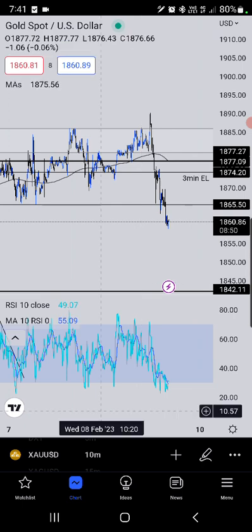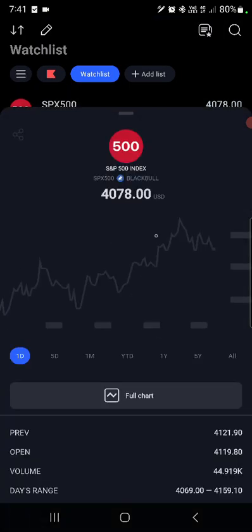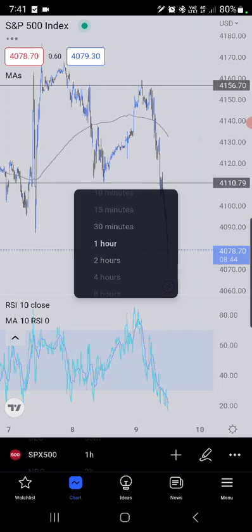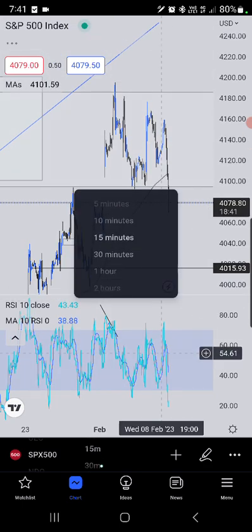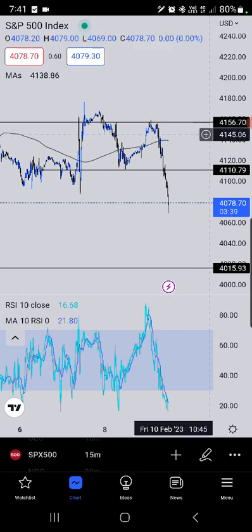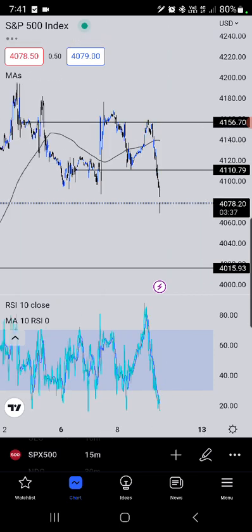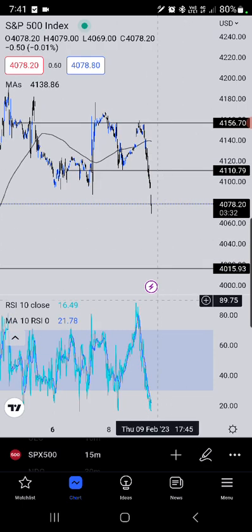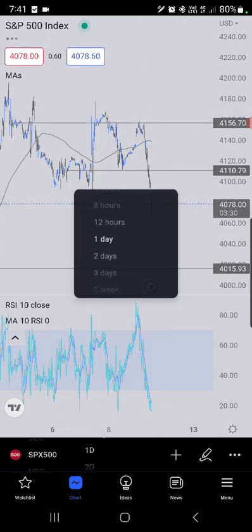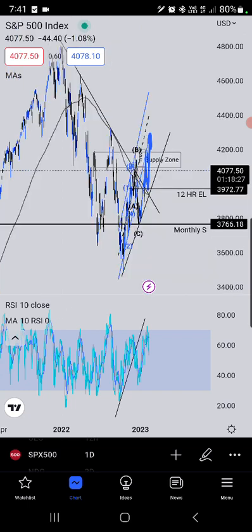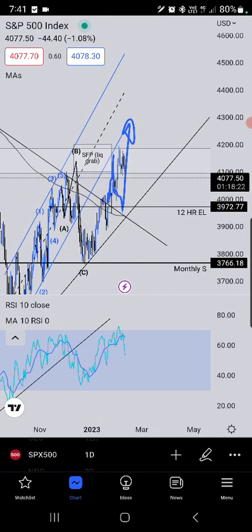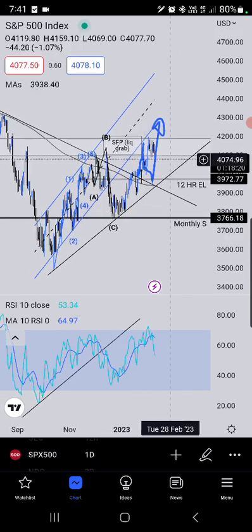All right, I'm gonna wrap this up. S&P, we tagged the former EL there, 41.56.70. Never got over that. So coming down nicely, and I'll just show you on the daily, because this is my higher time frame setup again, and this is the bullish setup, but obviously we come down to get the bullish setup.